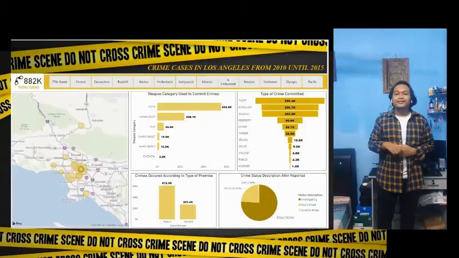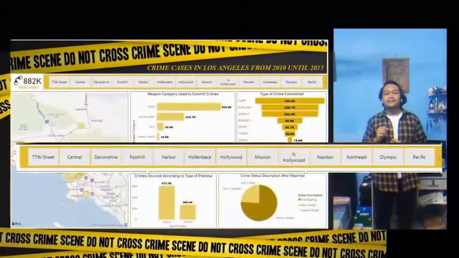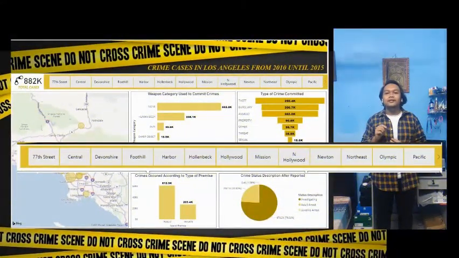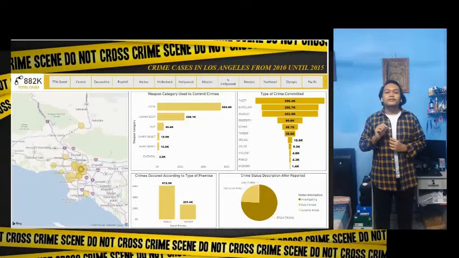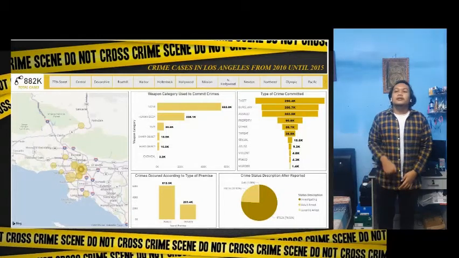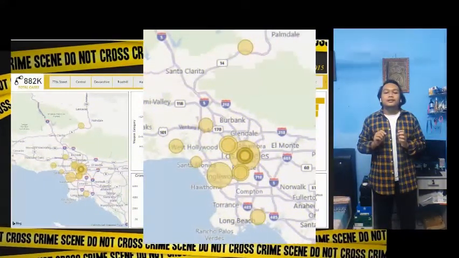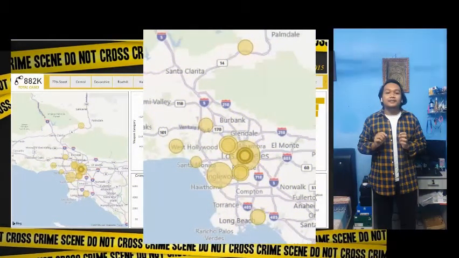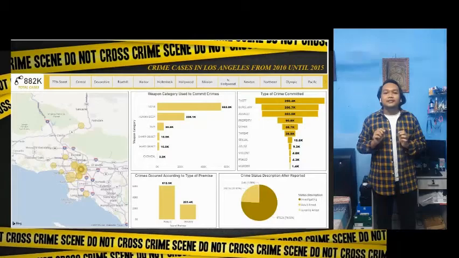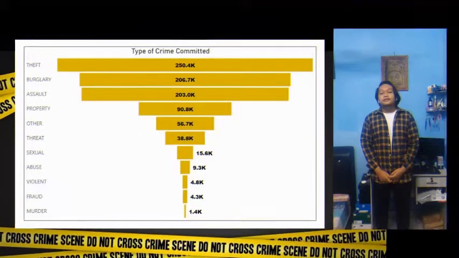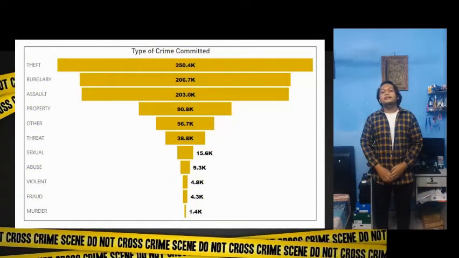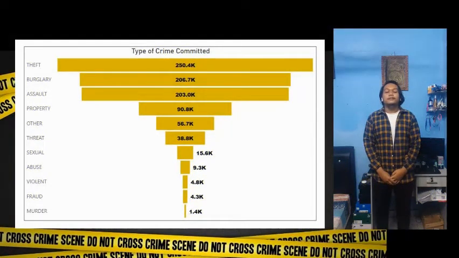From the dashboard, there is a slicer that can explain the crime cases according to area in Los Angeles. It is interactive with the user if they want to know about crime cases in a specific area. There is also an area chart that shows which area has the big number of crime cases by its color. As the color becomes darker, the cases are higher there. The first chart used is the funnel chart. The funnel chart shows the type of crime committed.